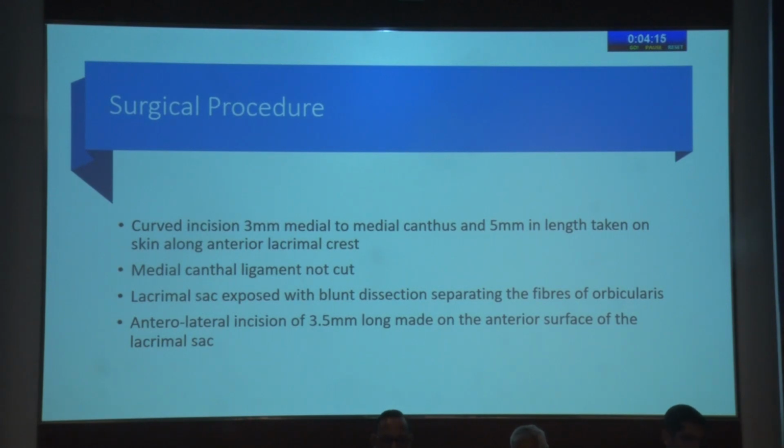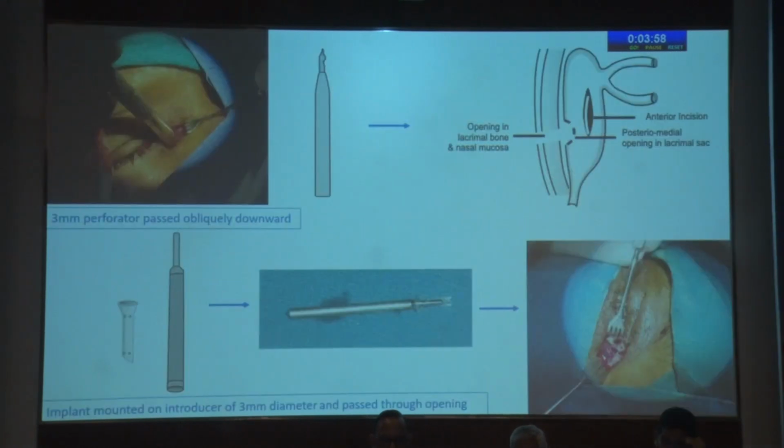So the surgical procedure was as follows, where a curved incision of 5 millimeter in length was taken on the skin along the anterior lacrimal crest. The medial canthal ligament was not cut in this procedure. Then the lacrimal sac was exposed with blunt dissection, and an anterolateral incision of 3.5 millimeter long was made on the anterior surface of the lacrimal sac.